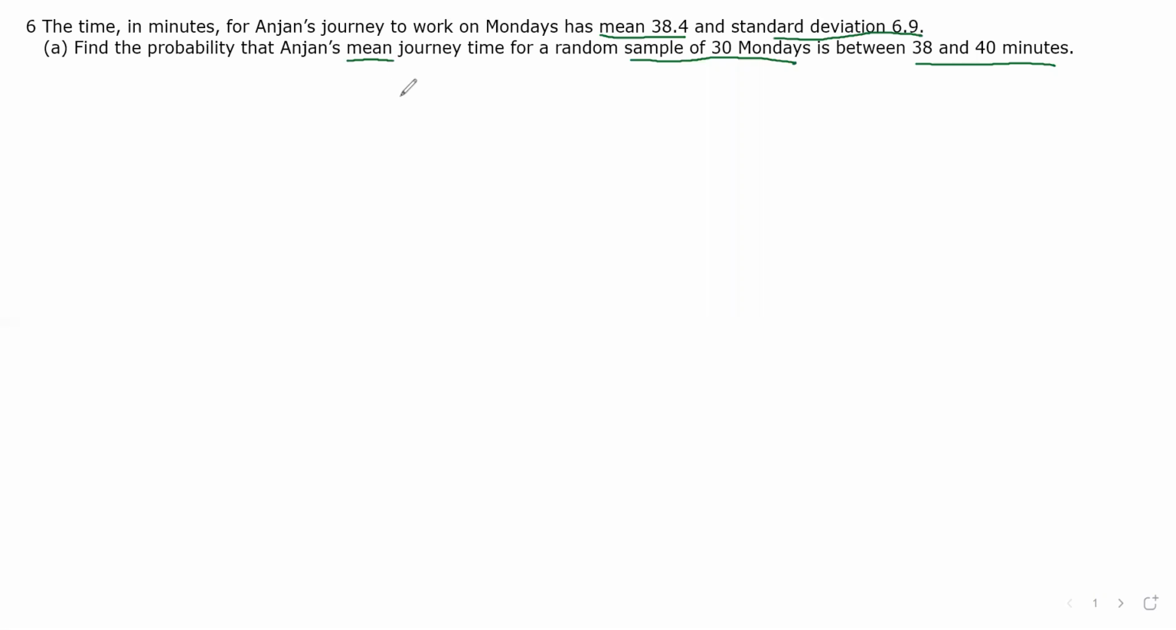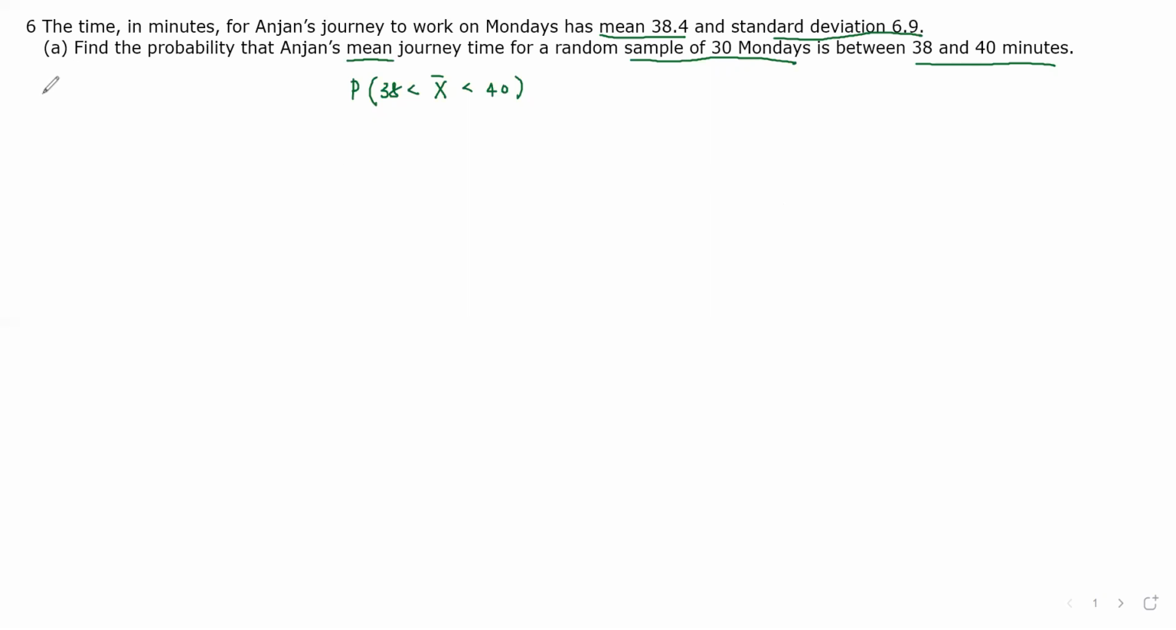Mean journey time. So if X is the time in minutes for his journey on Mondays, then for part A, we need to find the probability that X bar, which represents the mean journey time, is between 38 and 40. The sample size is 30.